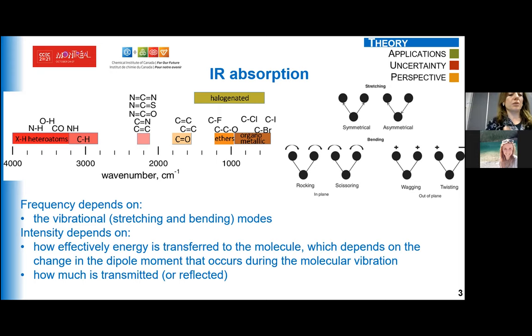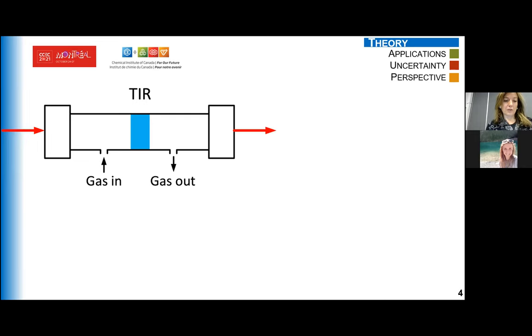So that's the difference between both of them that we are getting. The frequency that we are getting in the spectra depends on, and here you have the three main issues, the vibrational modes, which are stretching and bending modes, and the intensity depends on how the IR energy is transferred to the molecule, which depends on the change in the dipole moment, as I mentioned, and how much is transmitted or reflected in some cases, and of course the detector.